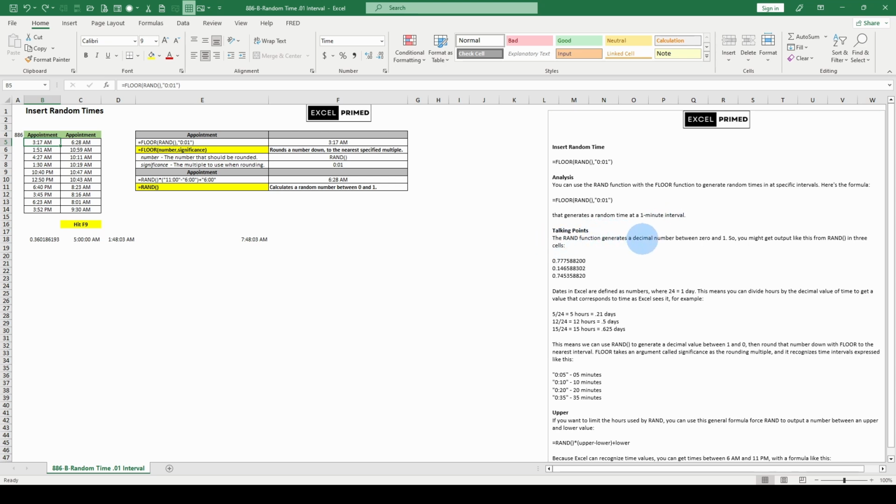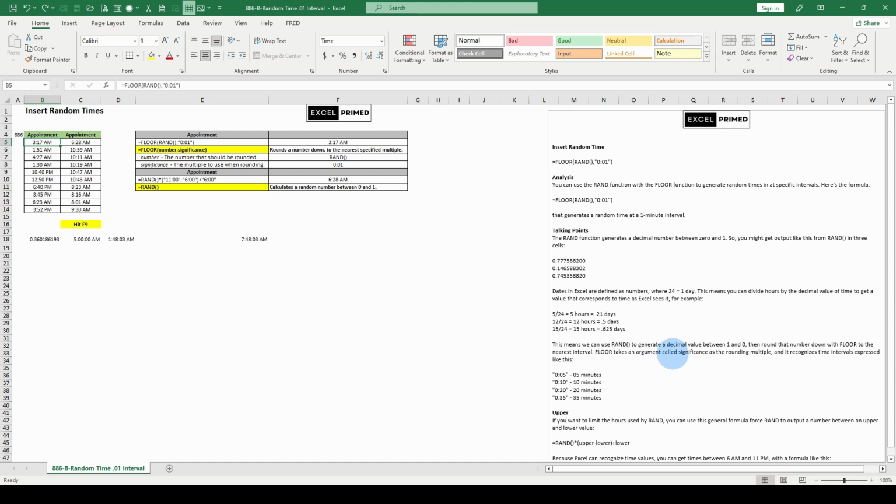The RAND function generates a decimal number between 0 and 1. So you might get an output like this in these cells. Dates and times are defined as numbers where 24 hours is equal to 1 day. This means you can divide hours by 24 to get a decimal value that corresponds to time as Excel sees it. For example, 5/24 is equal to 5 hours, which is equal to 0.21 days. This means we can use RAND to generate a decimal value between 0 and 1, then round that number down with FLOOR to the nearest interval.